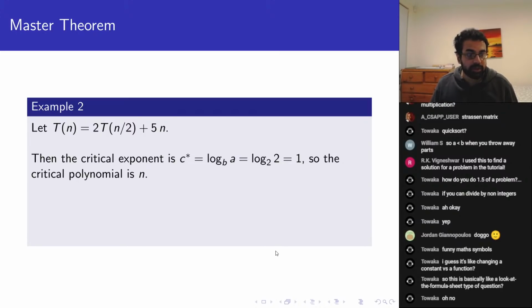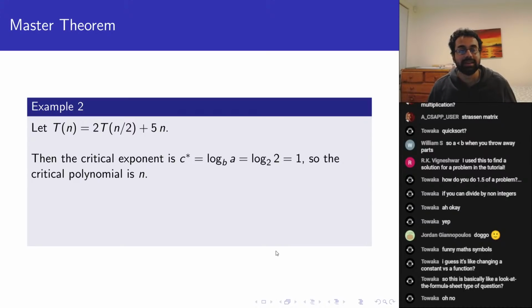At this point, we should compare the last term, 5n, against the critical polynomial, n, and ask which relationship it has. Is f(n) smaller, considerably smaller than the critical polynomial? Is it asymptotically the same, or is it much bigger? Of course, in this case, it's asymptotically the same.